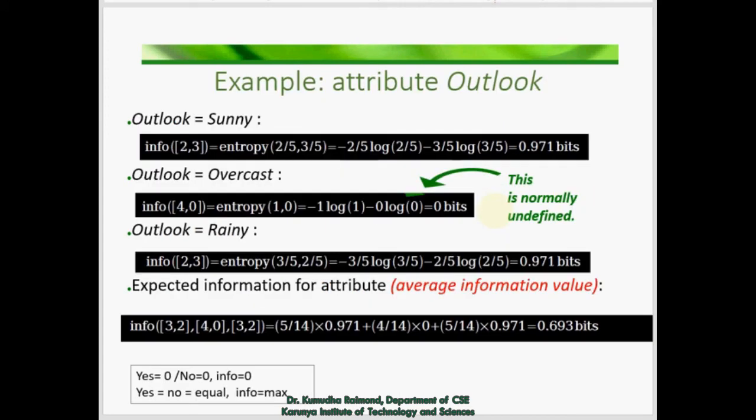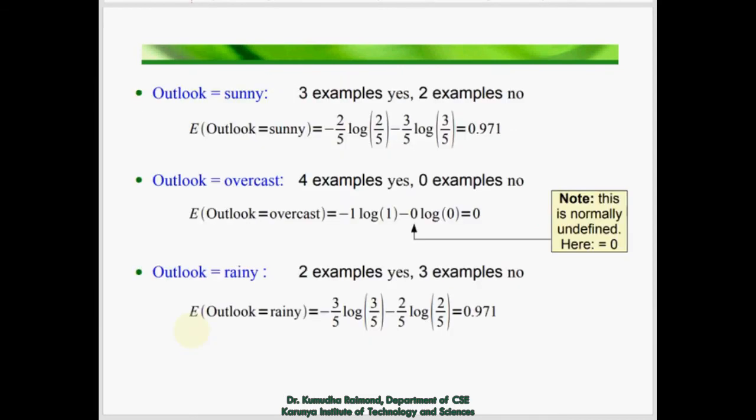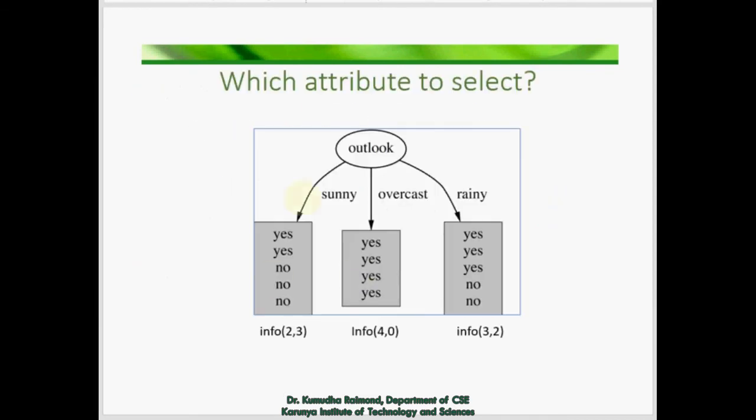Now, this is the same calculation that I have shown in the previous slide. Now, I am going to calculate the average of all the entropy values of all the 3 nominal values of outlook. There are 3 nominal values. I have calculated the entropy for info 2, 3, 4, 0 and 3, 2. I have 3 entropy values. Now I am going to calculate the average of all these 3 values.